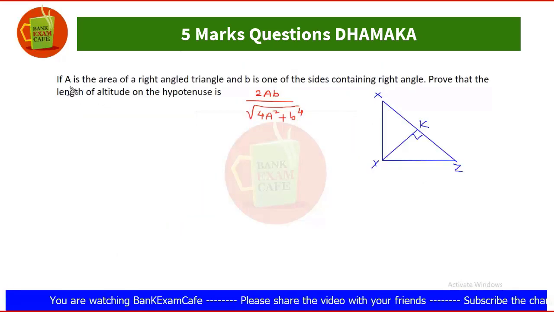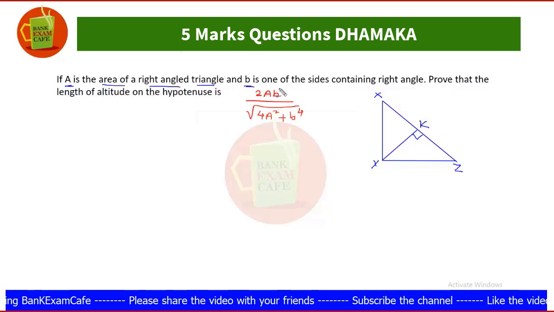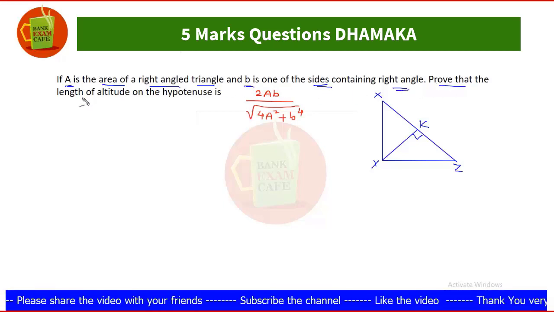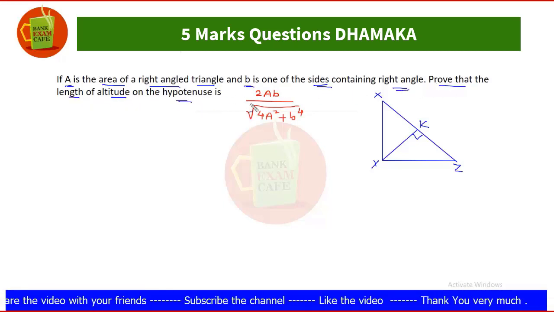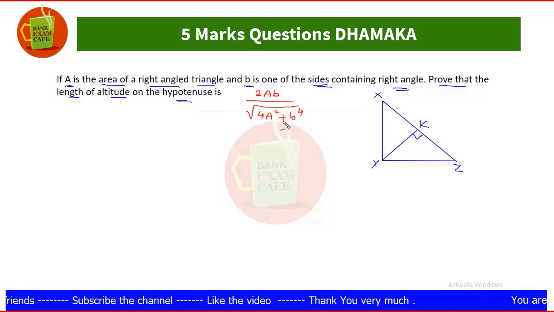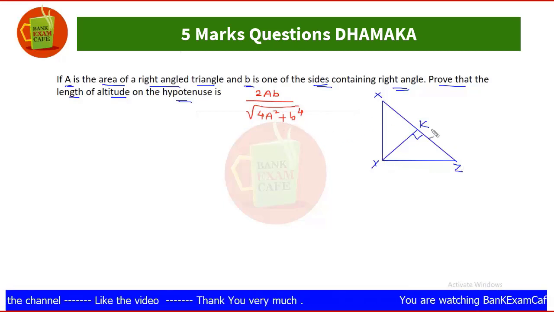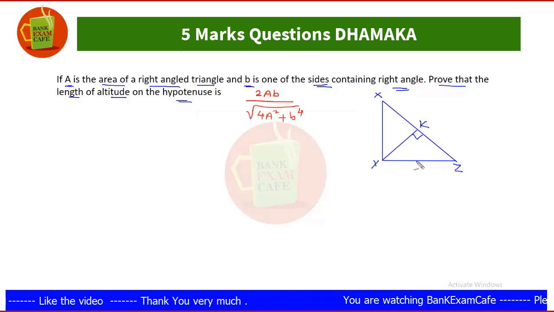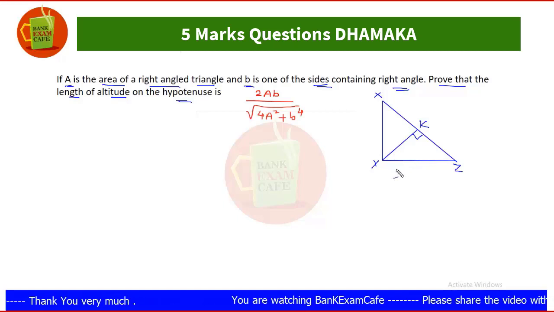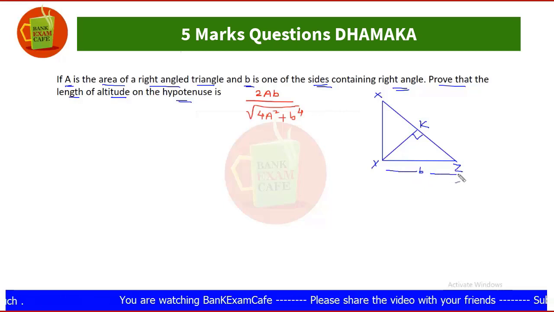Next question is, if A is the area of the right angled triangle and B is one of the sides containing the right angle, prove that the length of the altitude on the hypotenuse is 2ab upon square root of 4a square plus b to the power 4. Here XYZ is a right angle triangle. XY and YZ are the two sides containing the right angle, and one side is given as b, so we will take this YZ as b.